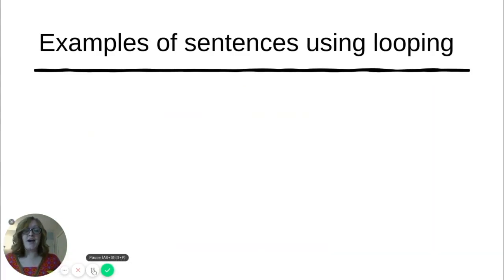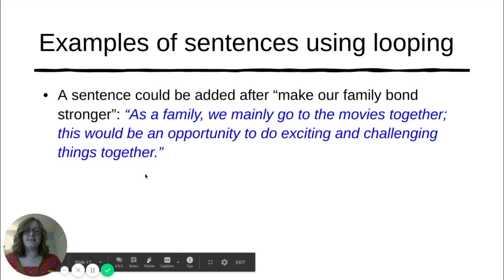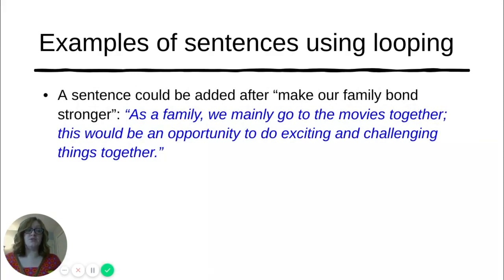Now, let's try and use looping to add to the second sentence. A sentence could be added after, make our family bond stronger. We could add, as a family, we mainly go to the movies together. This would be an opportunity to do exciting and challenging things together.